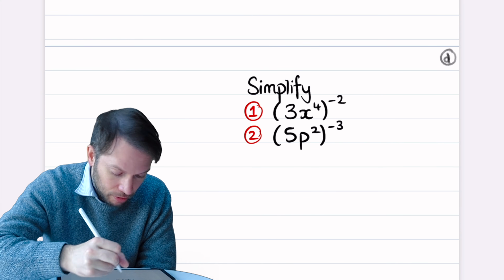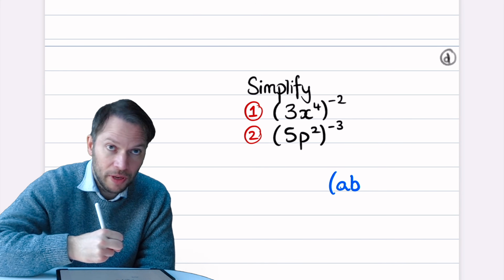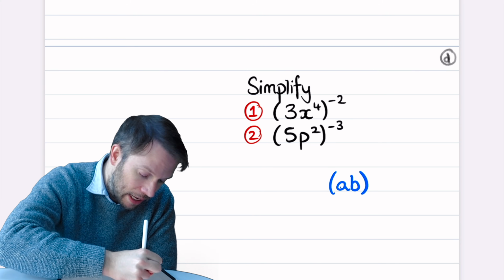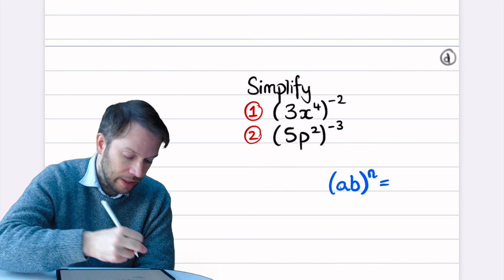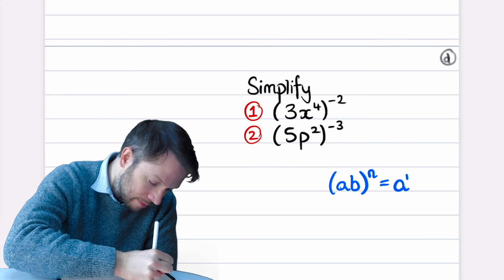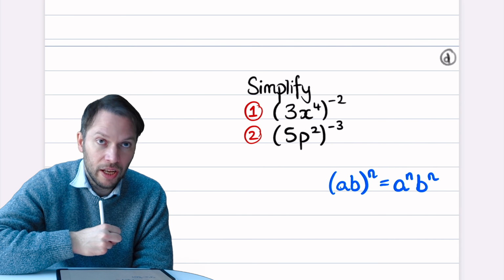Now in general, if you had multiple terms multiplied together like a times b to a power, then what we do is we apply that power to each of the things inside that bracket. So we do a to the power of n and we apply the power of n to the b as well. So b to the power of n like that.